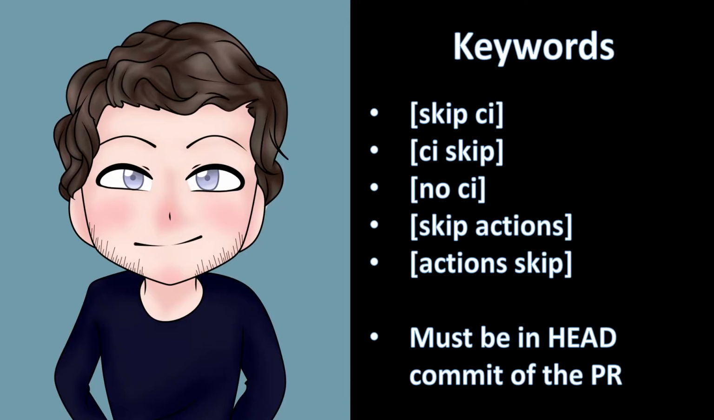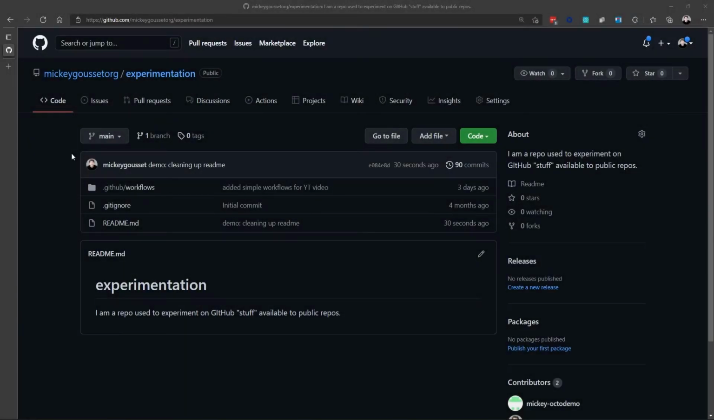Now, let's look at how we can skip a workflow run when we do a push to a branch with an open pull request. The goal with this demo is to show you how, by including keywords in the head commit of a pull request, you can skip a workflow from running.